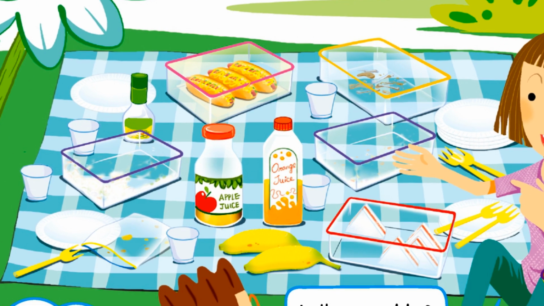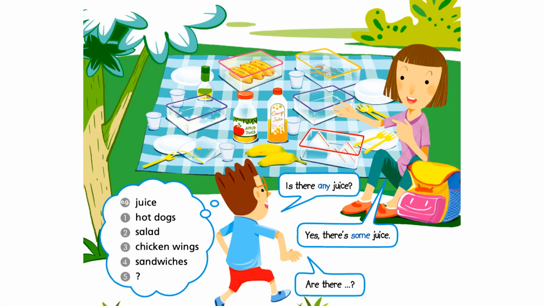What can you see? Some hot dogs, yes. Some juice, some sandwiches, and some bananas. Let's do the first one as an example. Example, juice. Is there any juice? Yes, there's some juice.